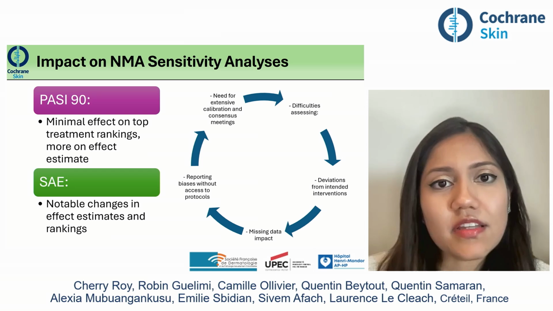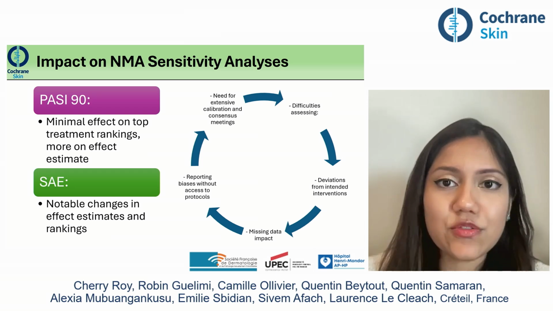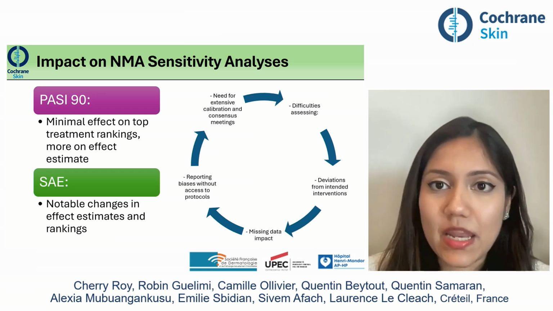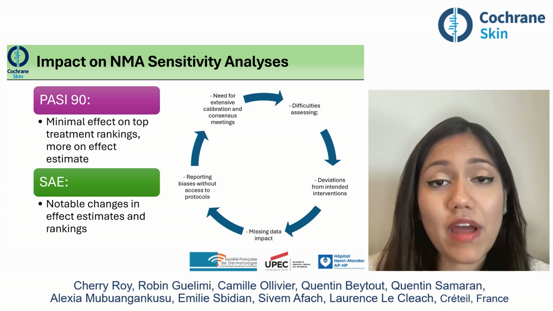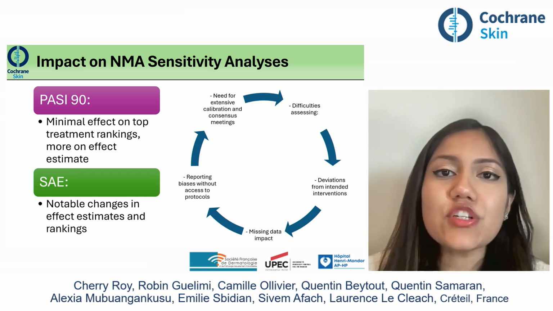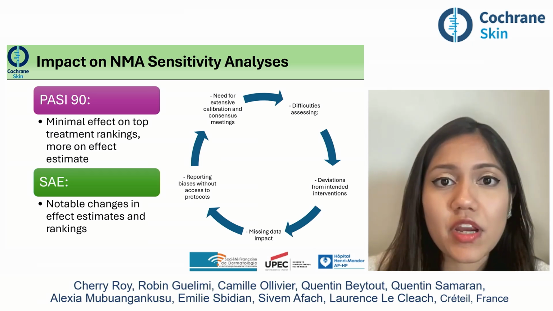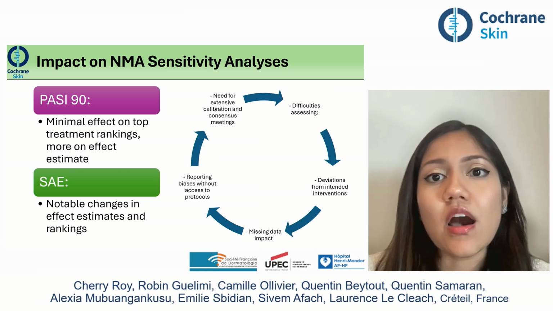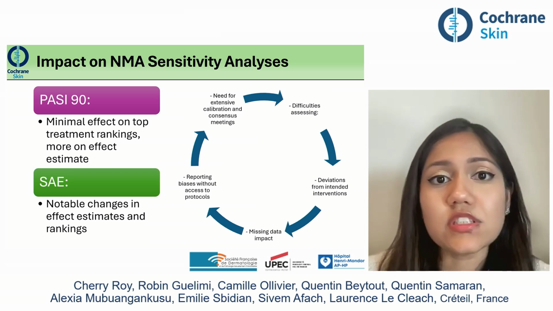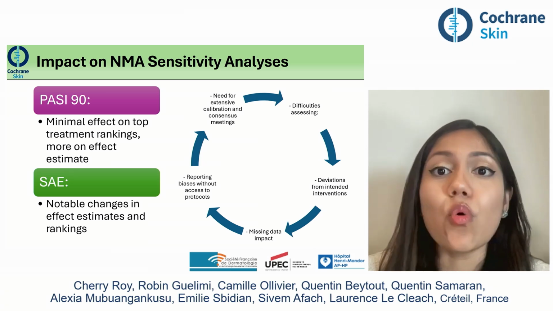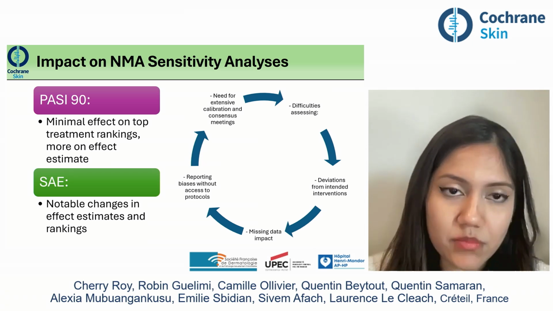So we included studies with a high risk of bias in the network meta-analysis, also known as the NMA, and we found that the impact on the PASI 90 treatment rankings was minimal. The risk ratio was close to 1, and the treatment hierarchy remained largely unchanged. This suggests that while ROB2 may alter judgments, it does not drastically influence conclusions for well-reported efficacy outcomes.